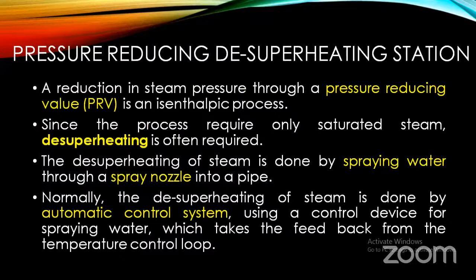Then the other topic is the pressure reducing de-superheating station, or we call it the PRV. You have a pressure reducing valve, and we need to reduce the steam temperature sometimes when it rises beyond the required value. That process we call de-superheating. This is actually done by spraying water through a nozzle, either automatically, and once the temperature is reduced to the required value, we stop the spraying.